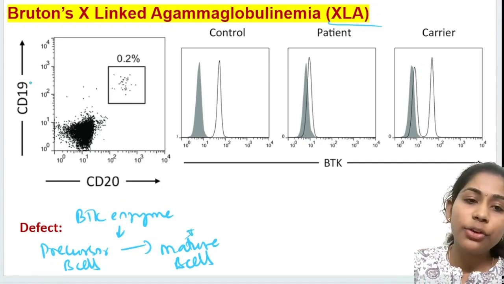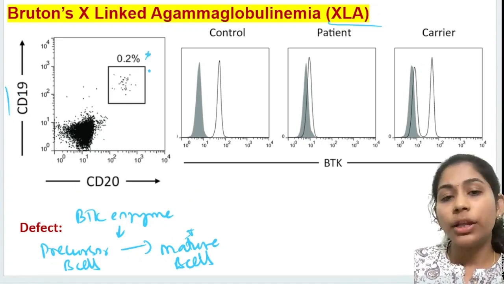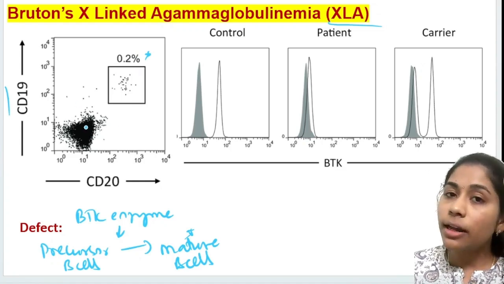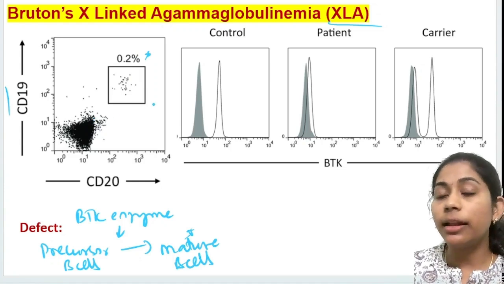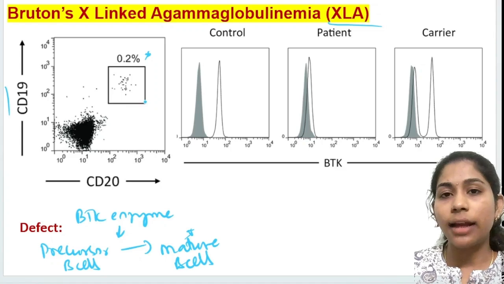So what will happen again? If you do the B cell markers, CD19 and CD20, can you see? Only 0.2% of cells are showing this marker. That means only 0.2% B cells are there. The rest are all negative. So B cells are completely not there. If B cells are not there, then in the lymph node there won't be lymphoid follicles and plasma cells, nothing will be there in X-linked agammaglobulinemia.